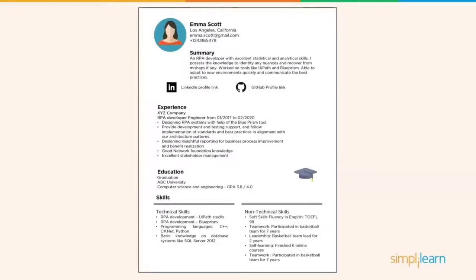Next up is your educational background. You can mention the university that you graduated from, and it is required that you have a degree in computer science. You can also go ahead and mention your GPA. The next section is skills. Now this is pretty crucial.